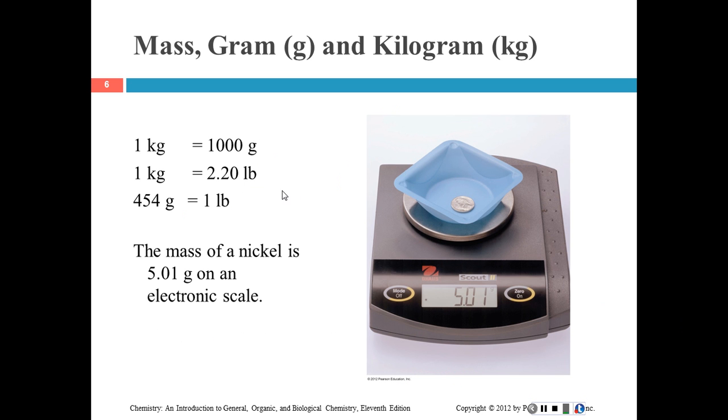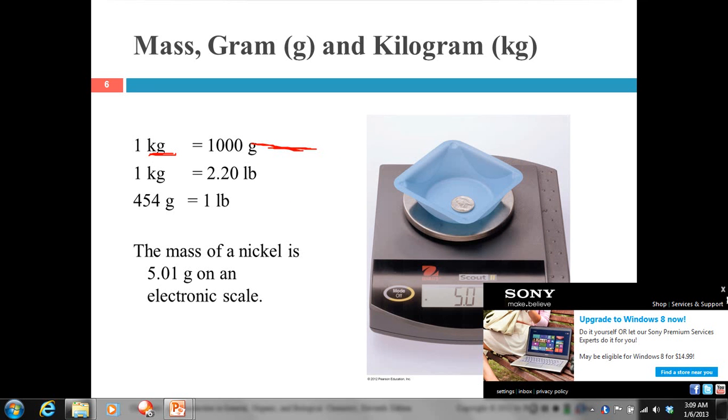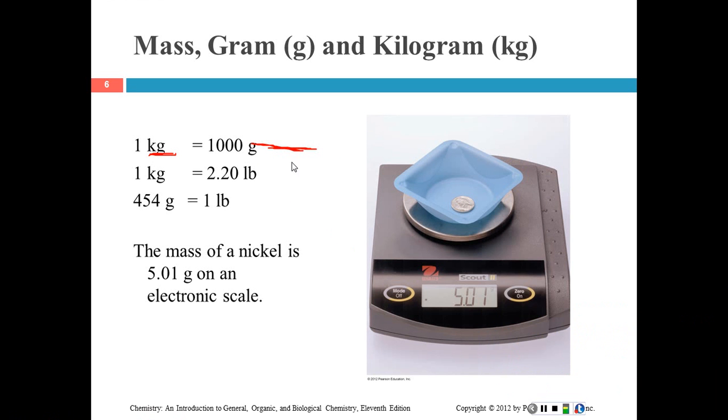Mass is measured with grams and kilograms. Kilogram is the SI standard. We do measure in grams because if you measure in kilograms, you'd be using a whole big old amount of things every time you did an experiment. A kilogram, to give you some perspective, is 2.20 pounds. So that's quite a bit of material. 1 pound is 454 grams. If you put a nickel on the balance and measure that, a nickel weighs about 5.01 grams. So that gives you an idea of how light that is actually.